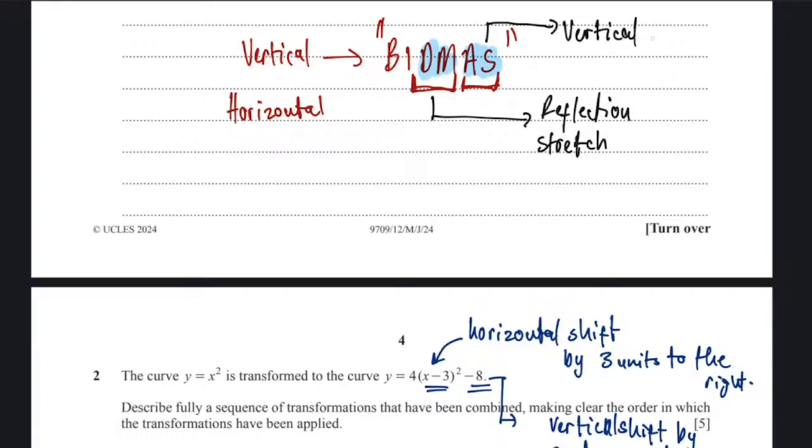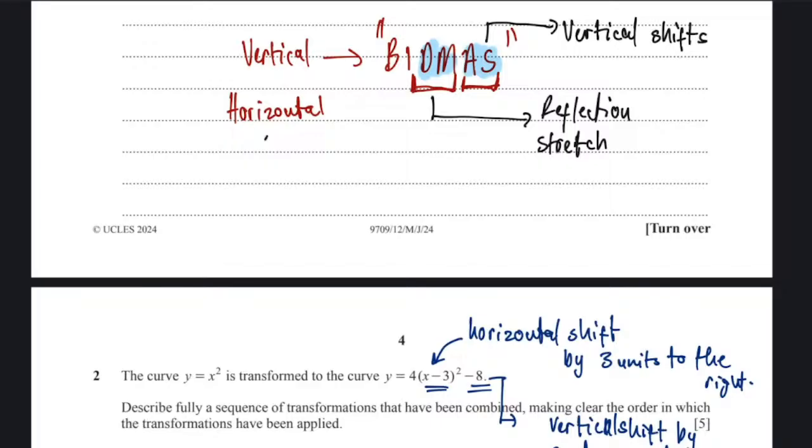So remember, we talk about things in order. It doesn't matter if you start talking about the vertical ones, then go to the horizontal ones, or start with the horizontal ones, then go to the vertical ones. But as long as you are talking about vertical and you have more than one vertical, put them in this order.